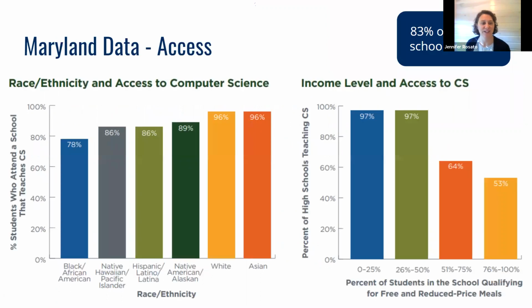Just a little bit of data from Maryland. So access, again, 83% of Maryland high schools offer CS, but what do you notice about the differences between which high schools offer computer science and which high schools do not offer computer science?